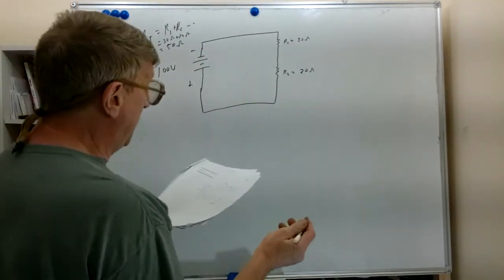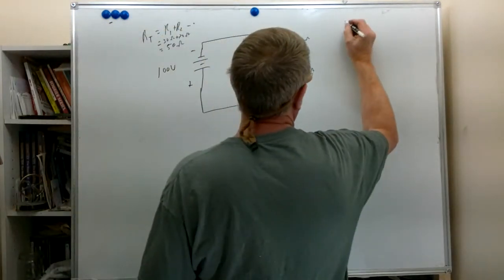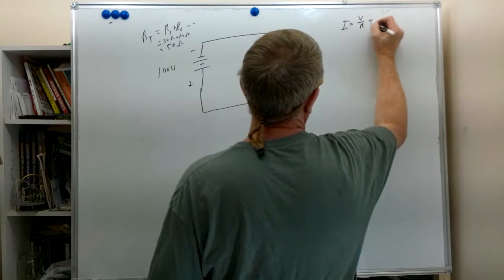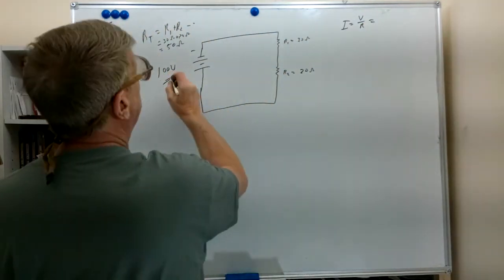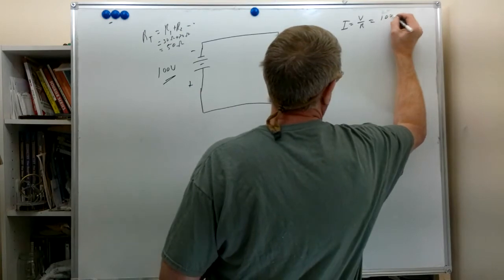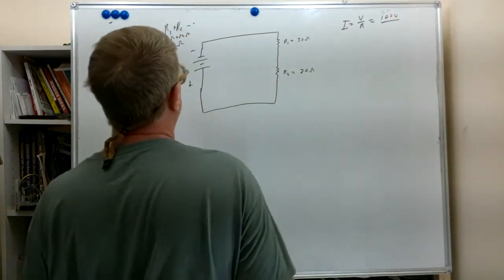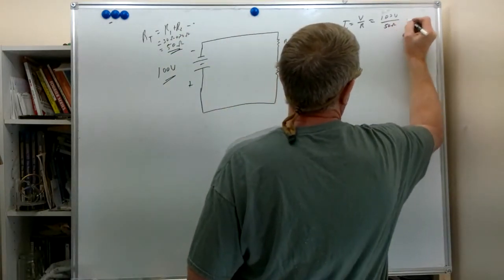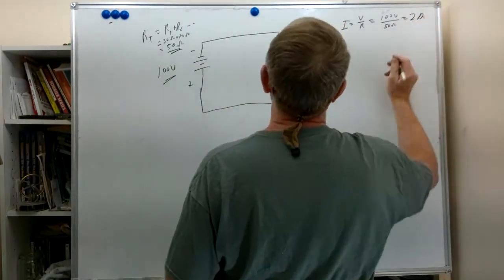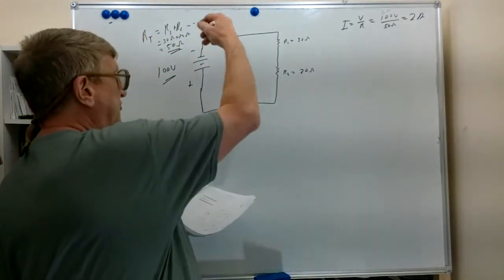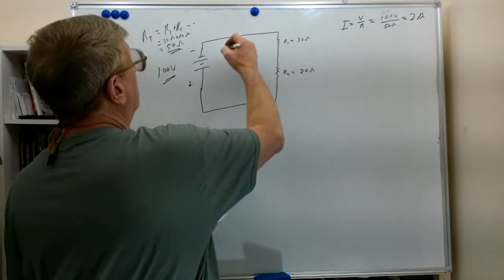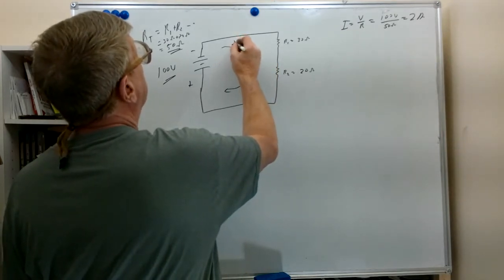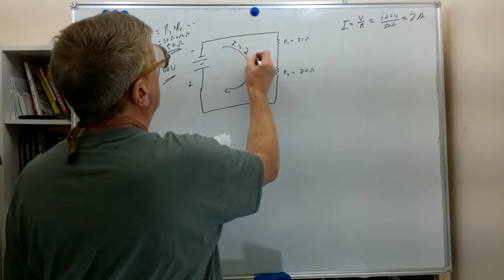We have a 100 volt supply, so by Ohm's law, our current is equal to voltage divided by resistance: 100 volts divided by 50 ohms. That gives us 2 amps of current flow. And we're talking electron flow, negative to positive, so we're going to draw a little loop this way and say I, current intensity, equals 2 amps.